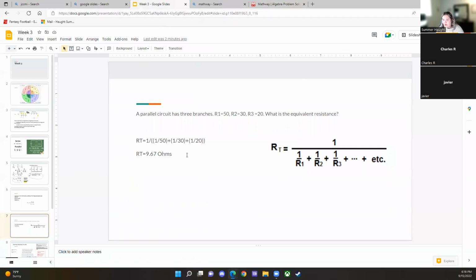But this is definitely one of the more complicated equations that you have to use, and also one of the more complicated components, I guess, for this week, that on the quiz a lot of people get wrong. So I'm going to pause here just to make sure.